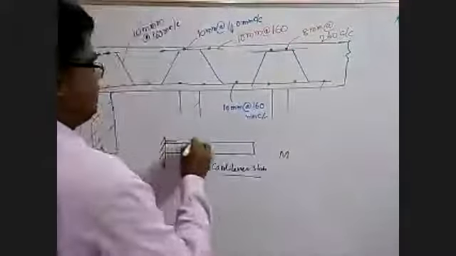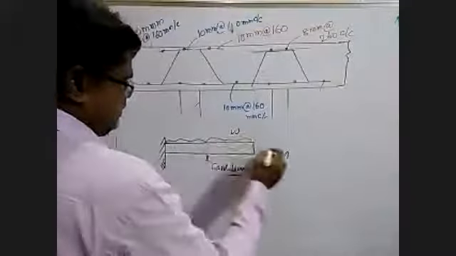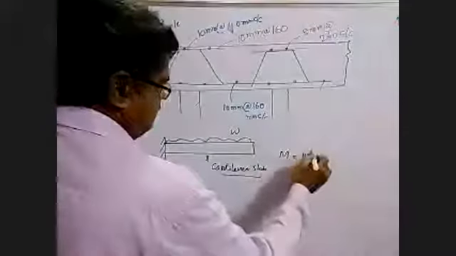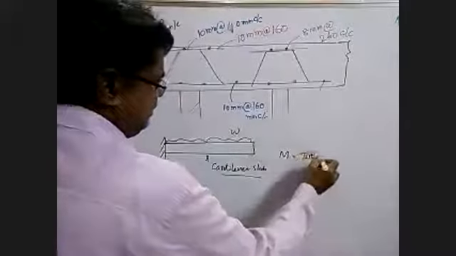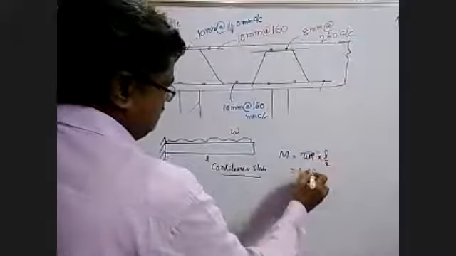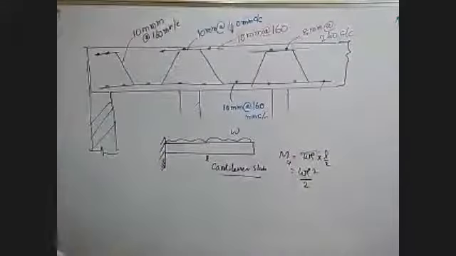See, let us say this is W, this is L. So the bending moment is equal to W into L, WL into L by 2, WL square by 2. This is MU. That is only the difference.